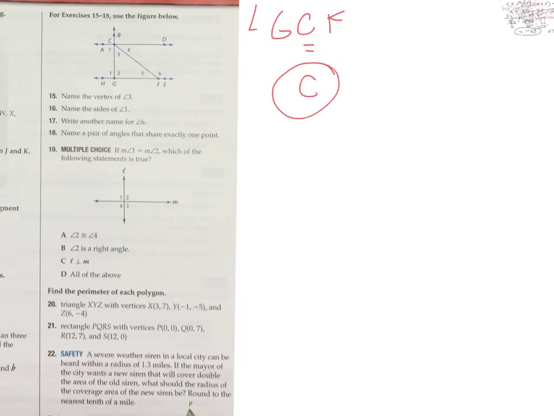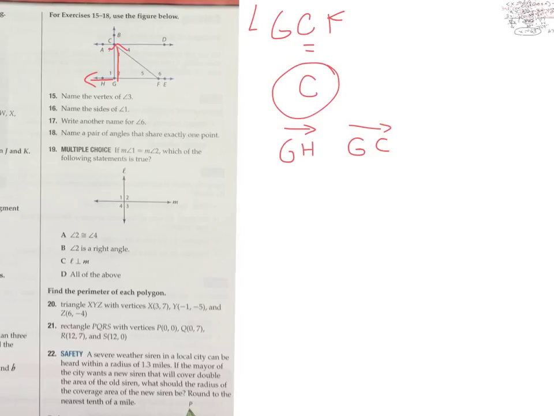Let's go ahead and do a couple more because these are really easy. Name the sides of angle 1. Well, angle 1 happens to be right here and right here. So we're just going to name those two sides. Well, we have ray GH. That would be a side. And then ray GC. See, there's GH and there's GC. And that makes up angle 1.